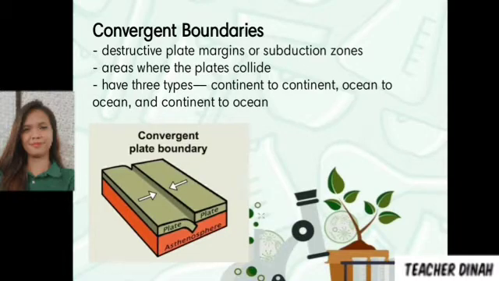Convergent boundaries have three types. First, we have continent to continent. Second, we have ocean to ocean. Third, we have continent to ocean.